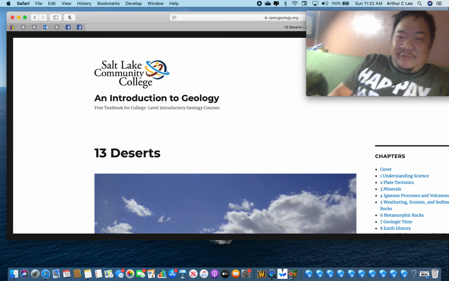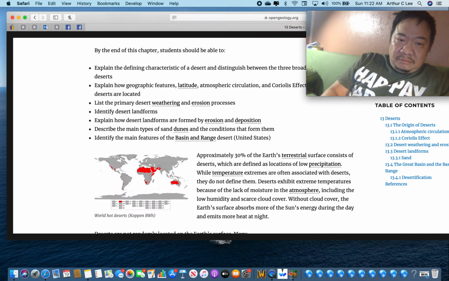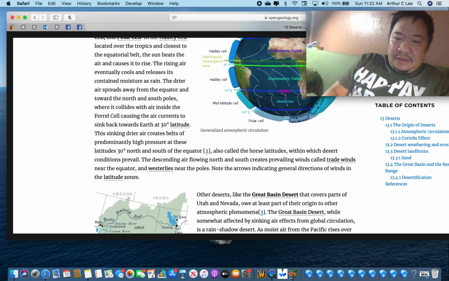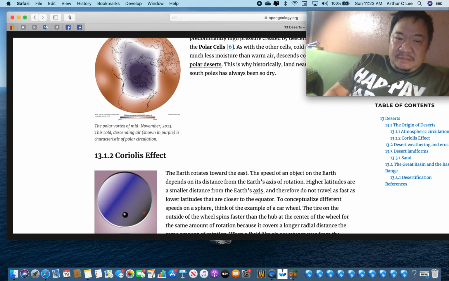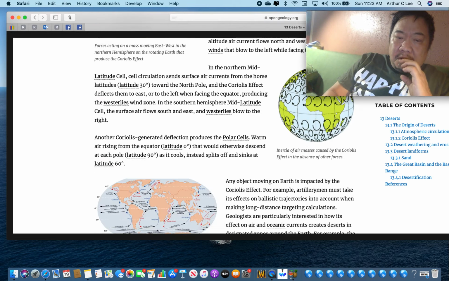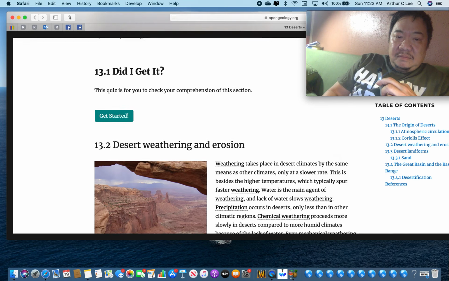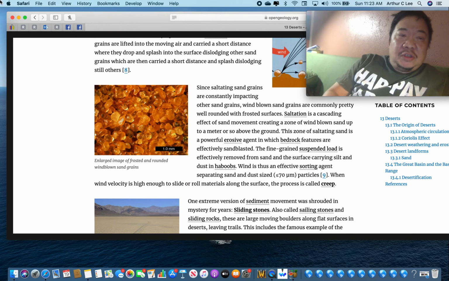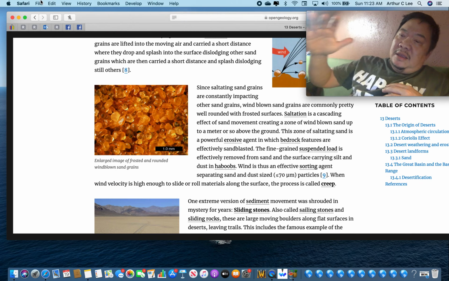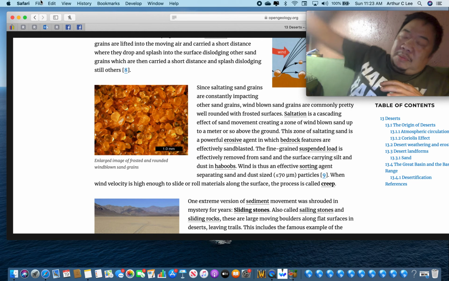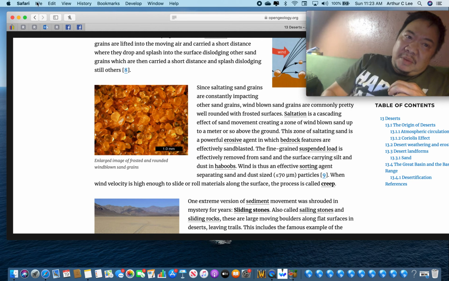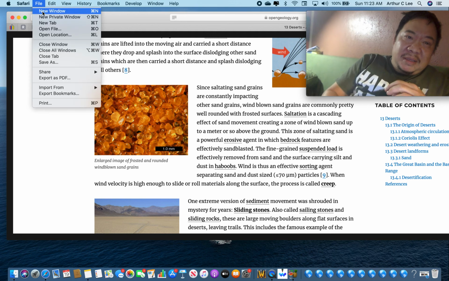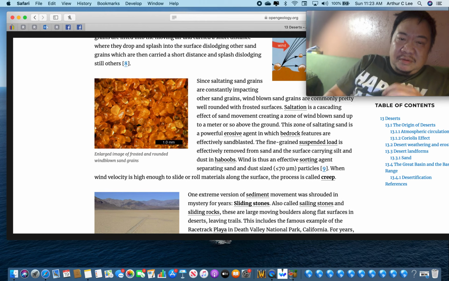So now we know what desert pavement looks like. Now we know what desert varnish looks like. What happens to the sand then? The sand is too light to be blown away great distances, but it's still moved a couple hundred feet, and it makes sand dunes.